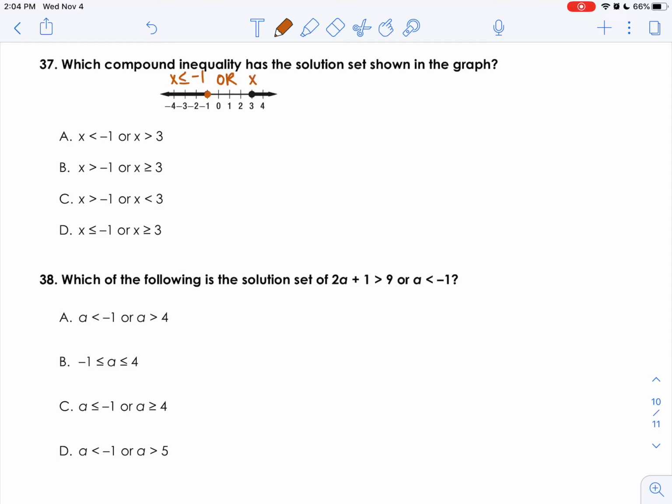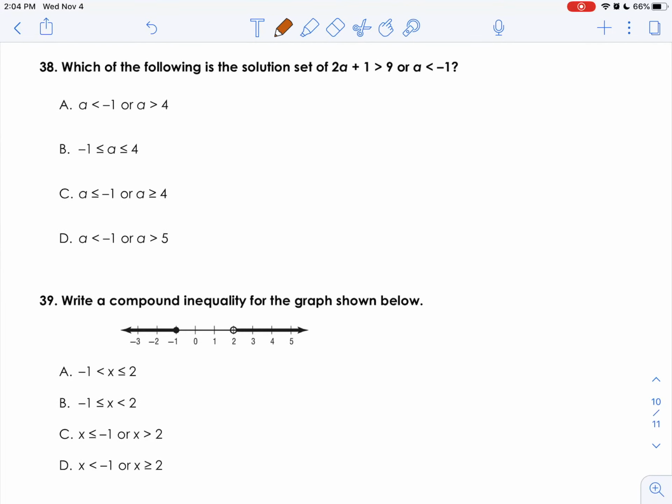On the right, x is getting greater, so x is greater than or equal to, because it's closed, 3. So this should be the inequality I'm looking for. Less than or equal to -1 or greater than or equal to 3, that would be D.